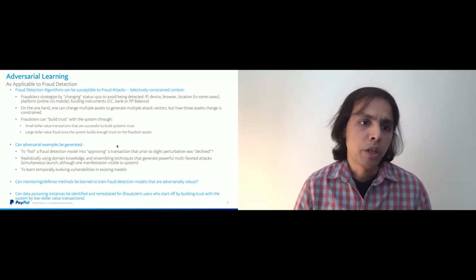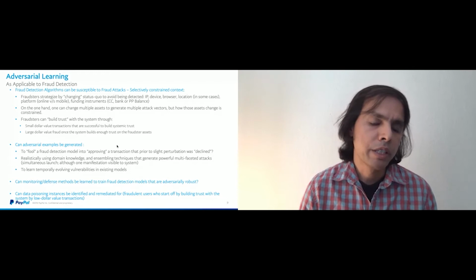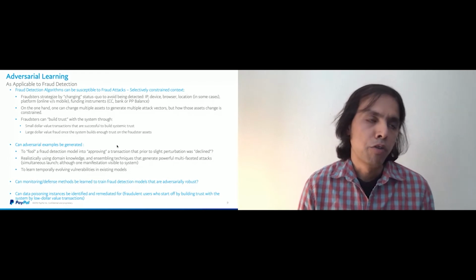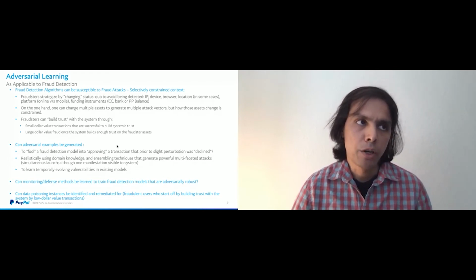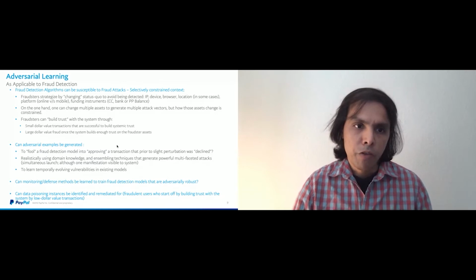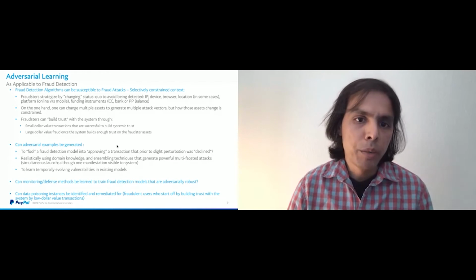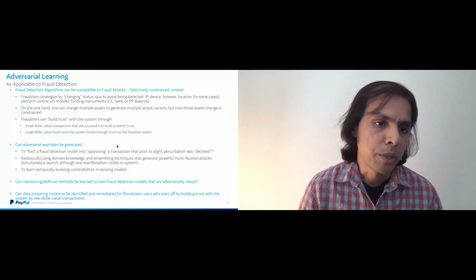So on the one hand, this is a selectively constrained problem, right? Because fraudsters can change a bunch of assets in order to get into the system, but the ways in which they change these assets are constrained. And I'll talk a little bit more about it as we go along in this presentation.